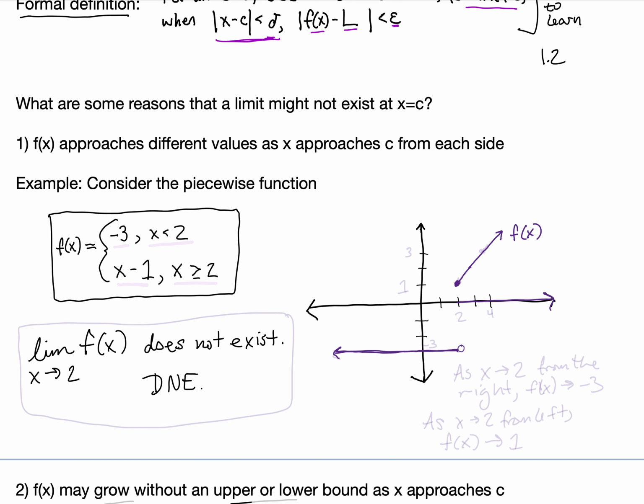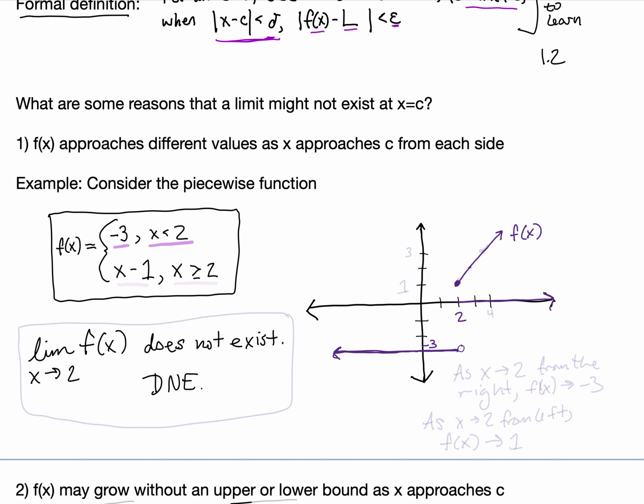So in this example, the output of f of x is negative 3 whenever x is less than 2. And we see that over here, when x is less than 2, the output of f of x is equal to negative 3. So that's negative 3 down there. The output is negative 3 when x is less than 2.